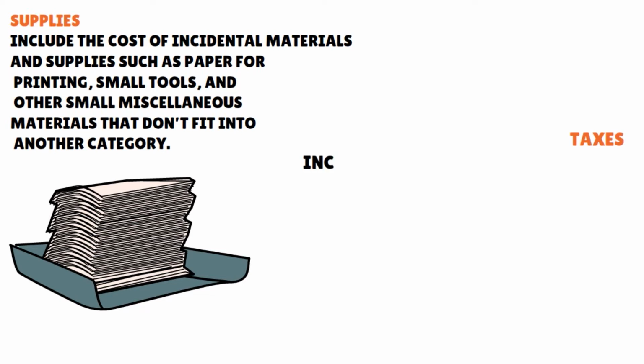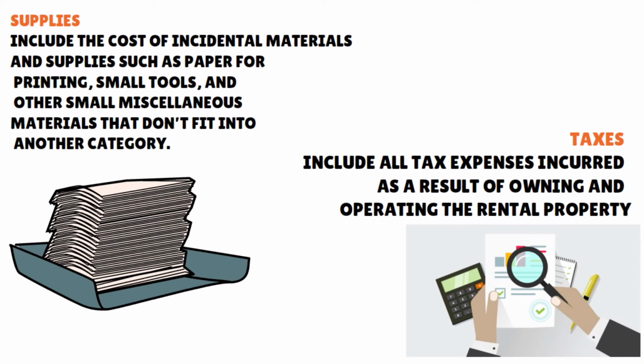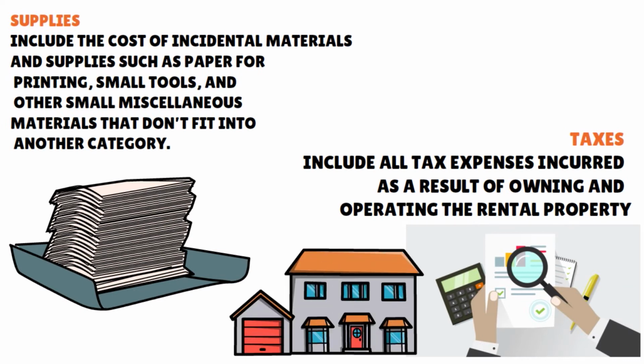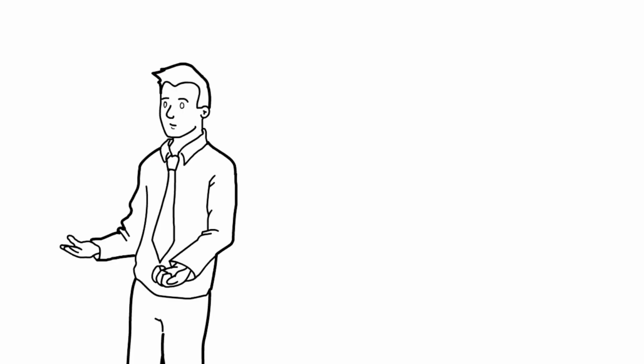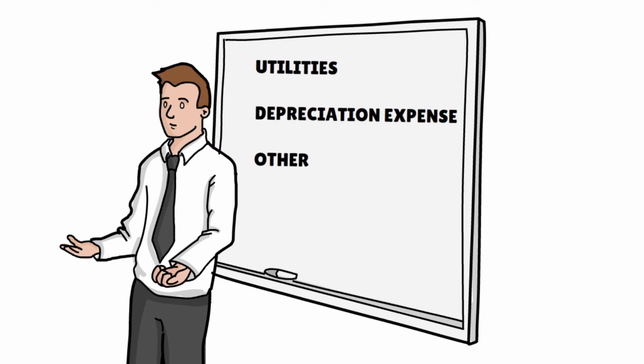You have taxes, so you include all tax expenses incurred as a result of owning and operating the rental property. So I'm talking about property taxes, school district taxes, and special easements or land taxes. Do not include income taxes. You can also write off utilities, depreciation expense, and others. So here, everything else that is not in the categories that I've mentioned above, you can just write them off.